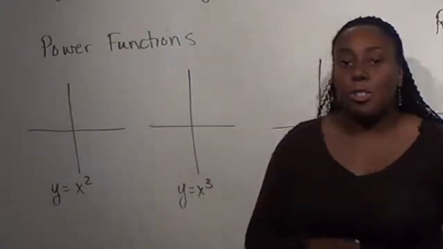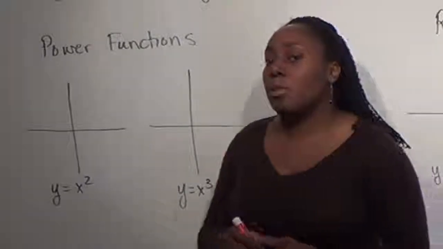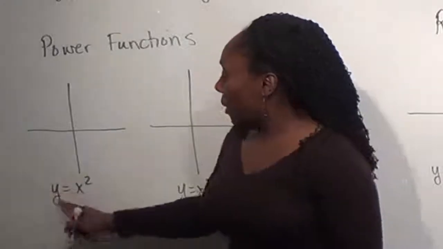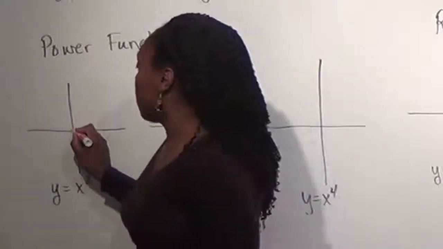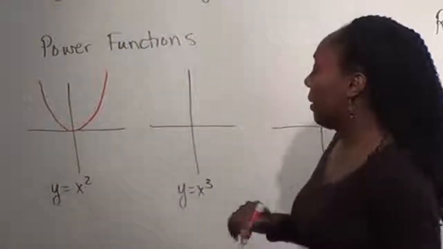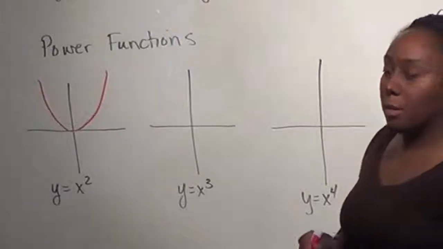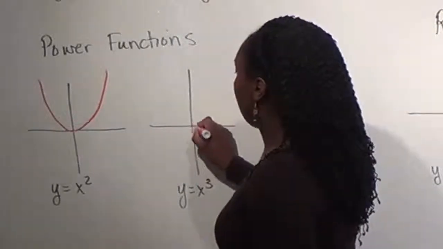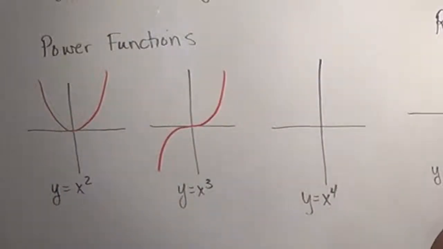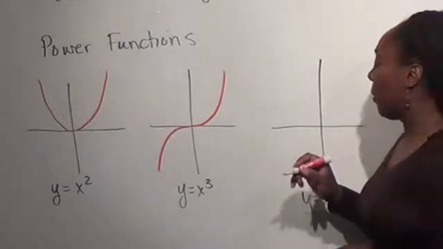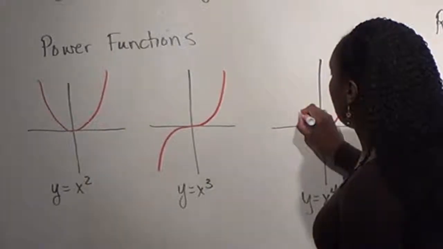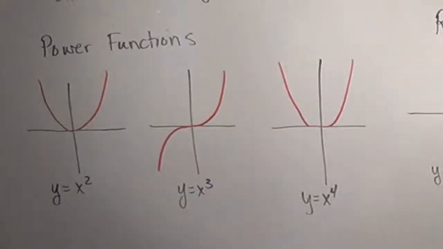The next group of functions that we'll look at are power functions. These are the things where we take our variable and raise it to a power. So things like y equals x squared. This is just a basic parabola. y equals x cubed, I think of as the chair function. It almost looks like you can sit in it. y equals x to the fourth. Now this one looks a lot like your parabola. The only difference is it's got a flatter bottom.